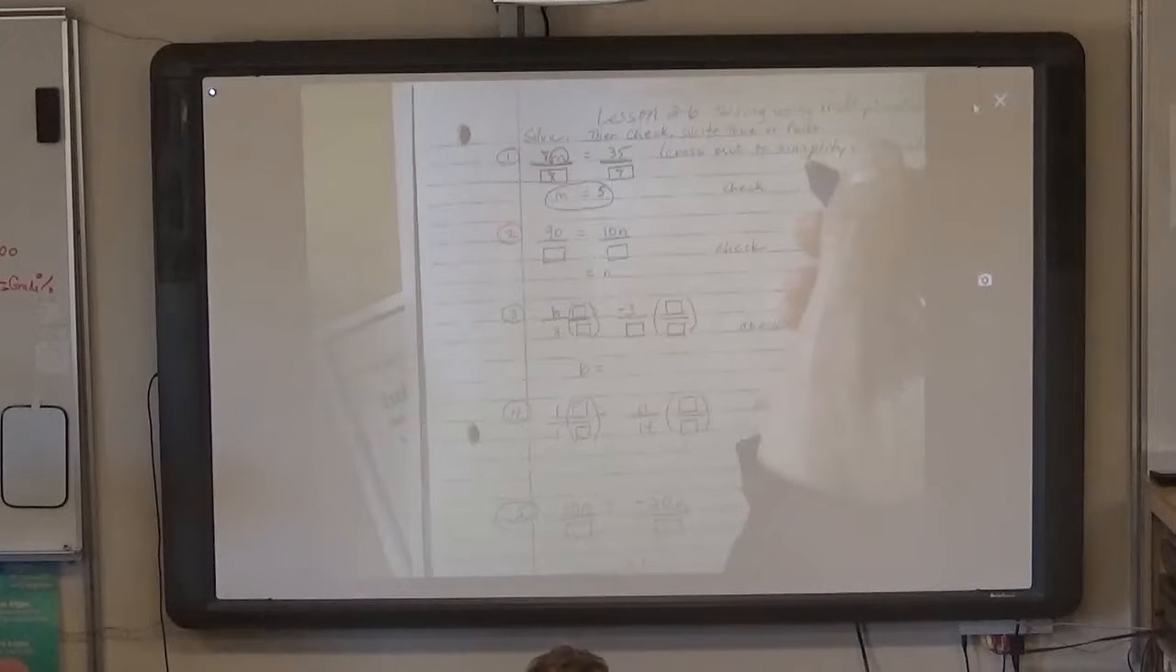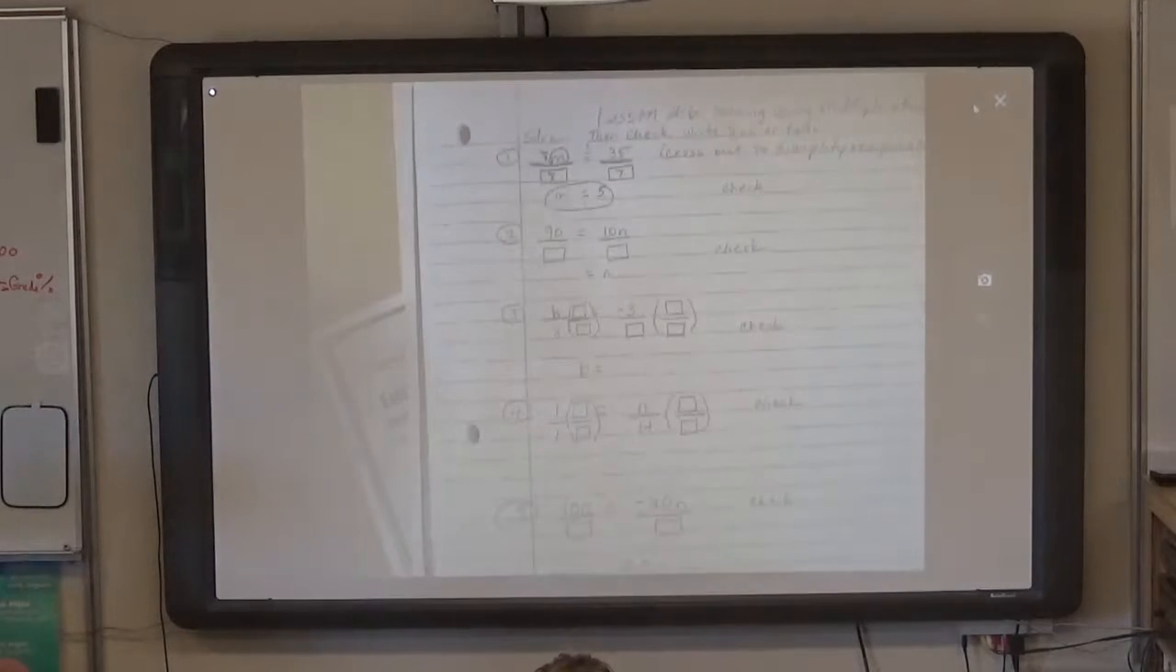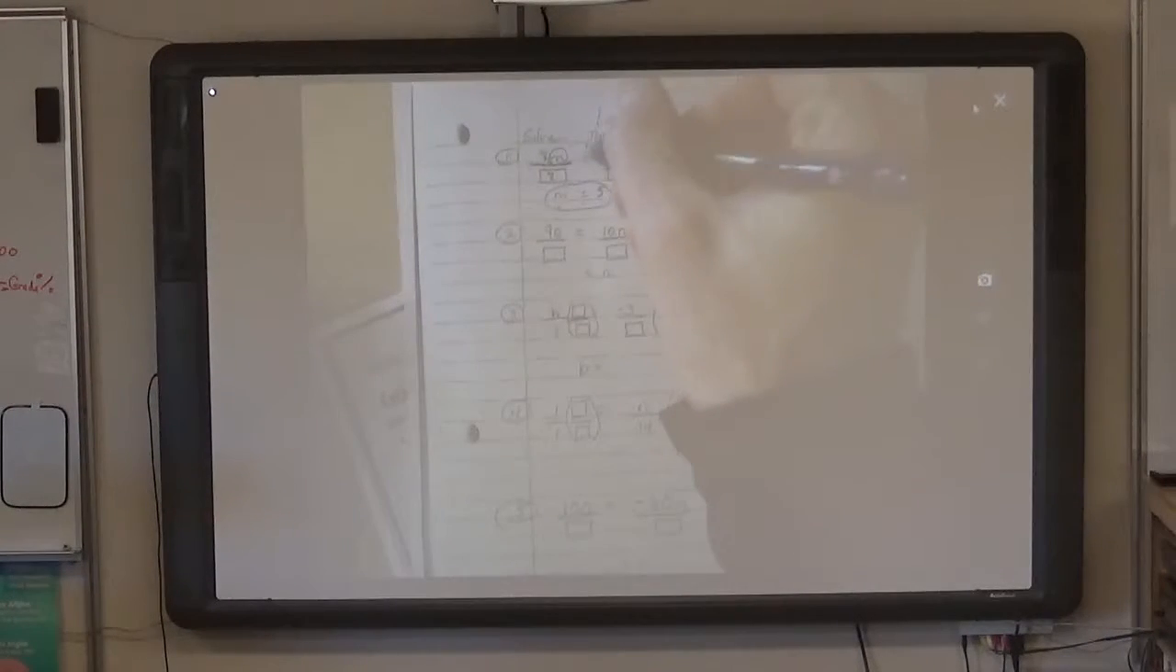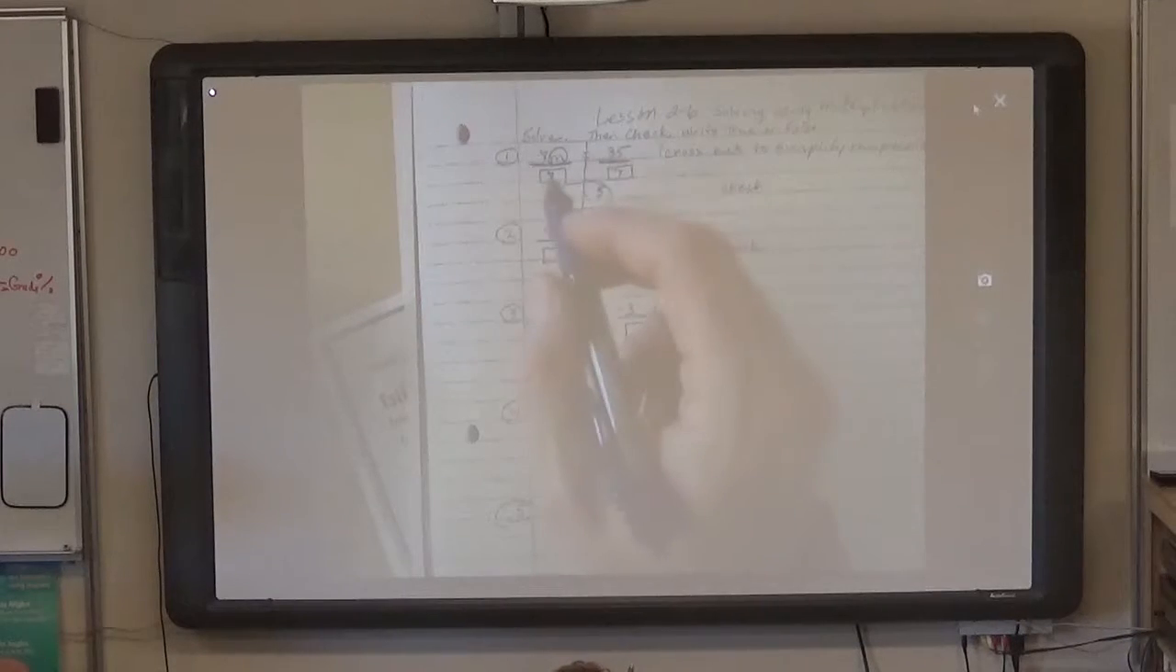Tyler? Don't you need to put the line in the middle for the equals signs? Like across? Oh, to divide the sides? You can. You don't have to, but you can show that those two sides are separated. Okay? This is the left side and this is the right side. Start on the side with the variable.